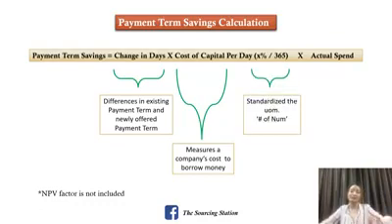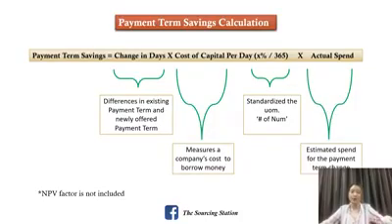Now, we have to divide it by 365, the number of days in a year. We change it all into days just to standardize the unit of measurement. Of course, this assumes your project is a 1 year contract. Finally, multiply all these things with the actual spend, the estimated spend that will be impacted by the payment term change.